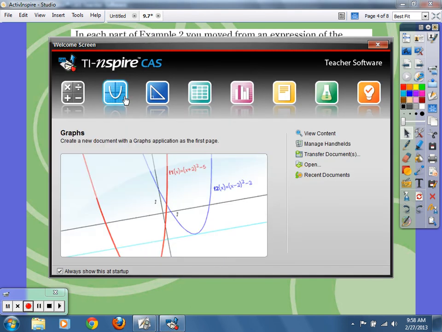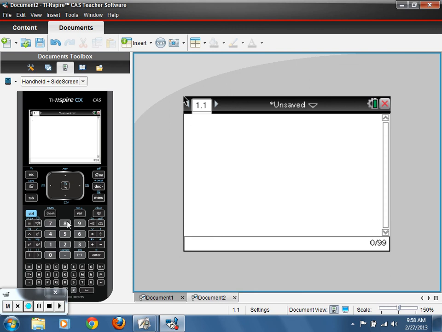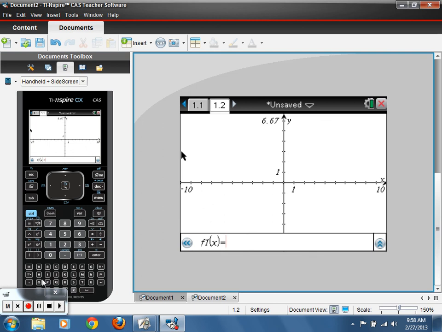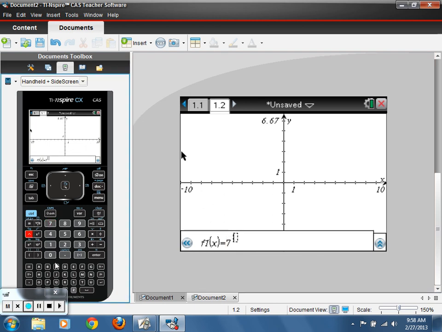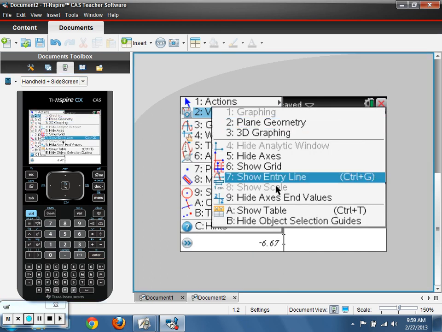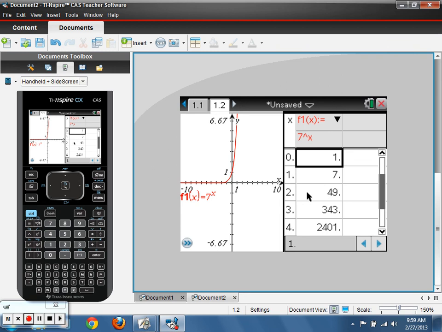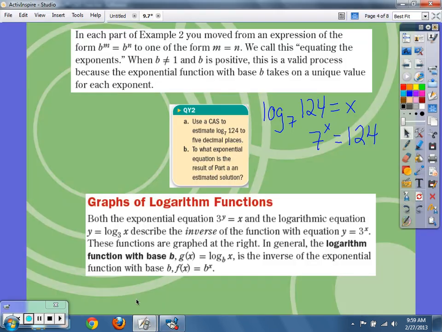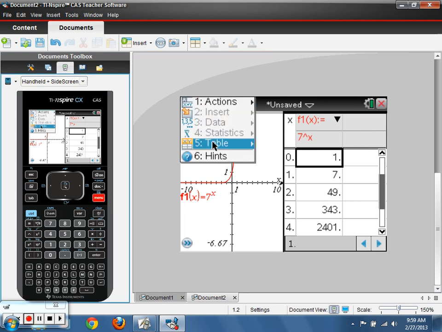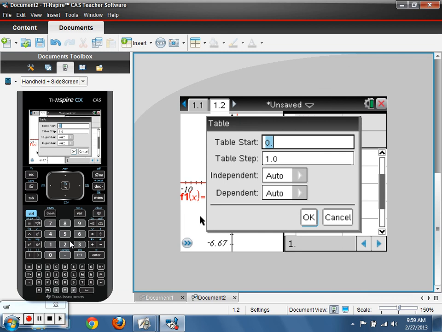Graph y equals 7 to the x. I didn't want to do that. New page. I want to graph y equals 7 to the x. Alright, then they want you to go to my table. And I don't even remember what I'm looking for it to equal. 124, okay. I want it to equal 124. That's going to happen between 2 and 3. So I'm going to change my table to start at 2. Let's go by 0.1s.